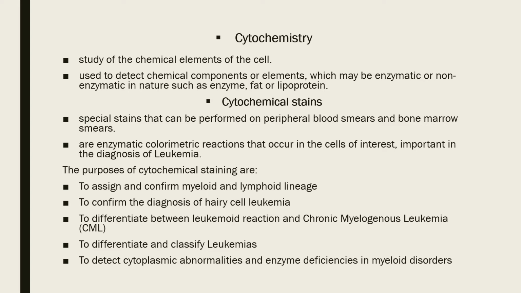Cytochemical stains are enzymatic colorimetric reactions that occur in the cells of interest and are important in the diagnosis of leukemia. Besides, the purposes of cytochemical staining are: first, to assign and confirm myeloid and lymphoid lineage; to confirm the diagnosis of hairy cell leukemia; to differentiate between leukemoid reaction and chronic myelogenous leukemia, or CML, which we will look into more later; to differentiate and classify leukemias; and to detect cytoplasmic abnormalities and enzyme deficiencies in myeloid disorders.